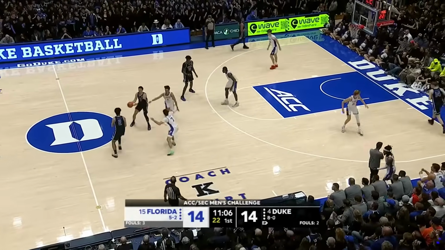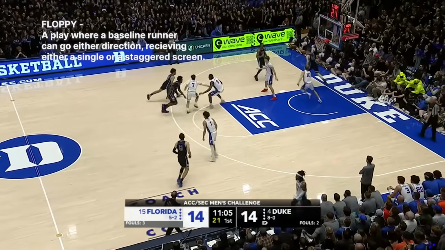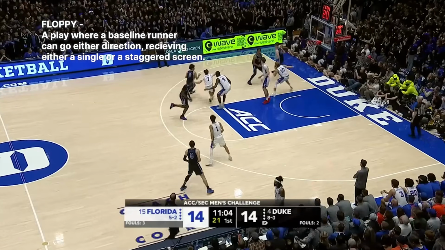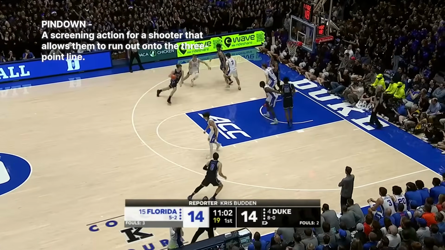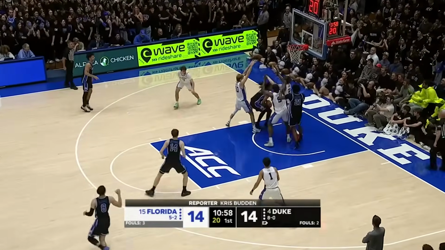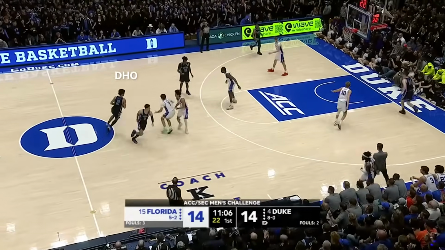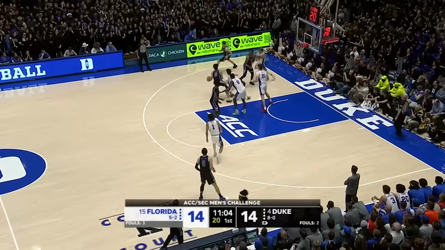In this play, Duke runs a staggered screen dribble handoff, but the main attention is on the baseline, where you have a player running baseline, which is called a floppy, and then he receives a screen, which is called a pin down. So there's actually 4 actions happening on this play, which is part of the reason why Duke gets such a good look. It's good to remember this because both floppy and pin down screens are some of the commonly used actions in motion offense where there's no plays.